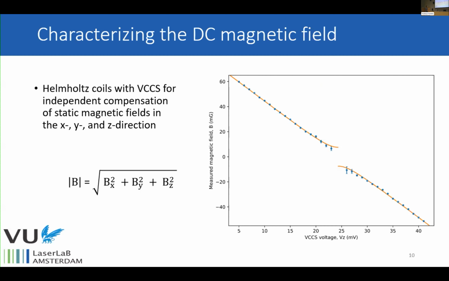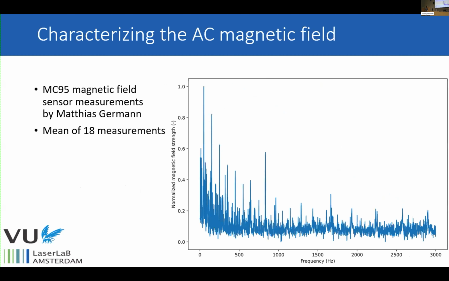And from this, for higher magnetic fields, we can get our calibration for the Helmholtz coils. So we can get a voltage or current to magnetic field conversion ratio. Then we also want to characterize the AC magnetic field. This is a measurement, actually the mean of 18 measurements, which were done by our previous postdoc, Matthias Germal.